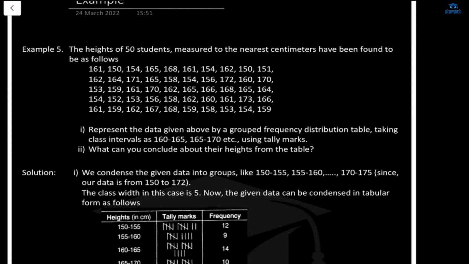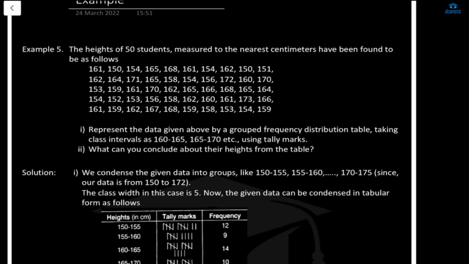Now the first question is: represent the data given above by a group frequency distribution table taking class interval as 160 to 165, 165 to 170. That means a continuous class interval you have to take, using tally marks. Whether you do the tally marks or not is not important, but as it is given in the question, you have to do it with tally marks. What can you conclude about their height from the table?